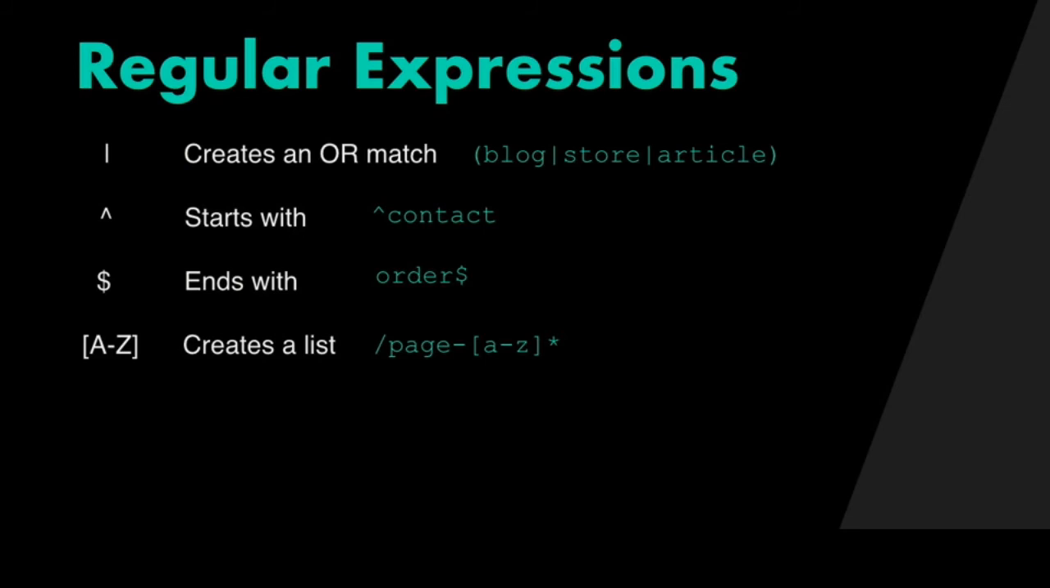I use this one very, very often, and this is used to create an OR match. Let's say I'm setting up a filter and I want to include my blog, store, and article directories. I would simply put blog, pipe, store, pipe, article, and now it's going to be blog or store or article.